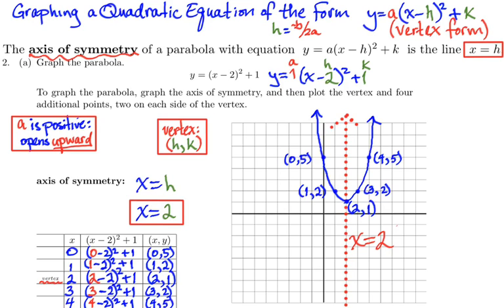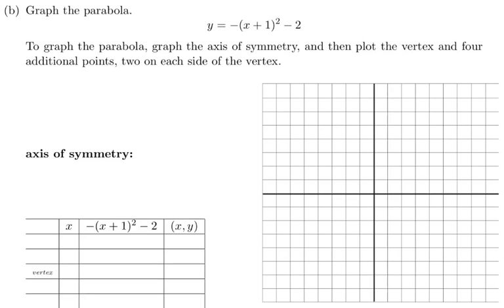Okay, so let's look at another example. So this one says graph a parabola y equals negative x plus 1 squared minus 2. So this is in vertex form, although it looks a little bit different from the y equals a times x minus h quantity squared plus k. So let's rewrite it so it's much more consistent with our vertex form.